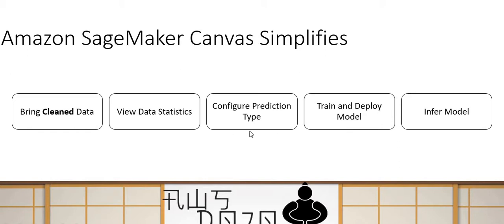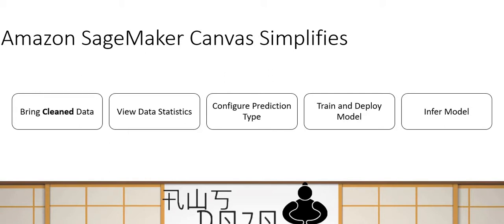Then you configure what kind of prediction you want to make. Then you simply train and deploy your model. And then finally, you infer your model, or use your model, to see if it is serving your business purpose or not. The best part is that all these end-to-end steps, you do without writing a single line of code. And I'm going to show you how it works.